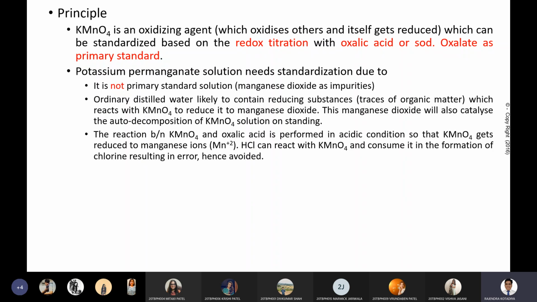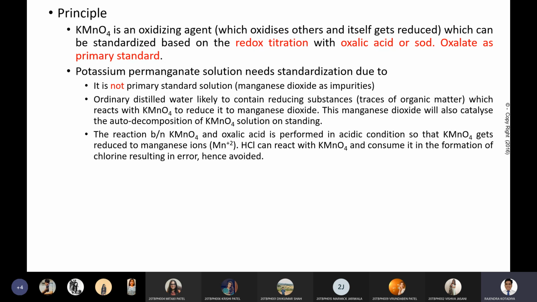Why? Because as soon as you use HCl, KMnO4 will react with HCl, and there is a formation of chlorine, Cl2 will form. So ultimately it decreases the concentration of KMnO4. That is why HCl is avoided.